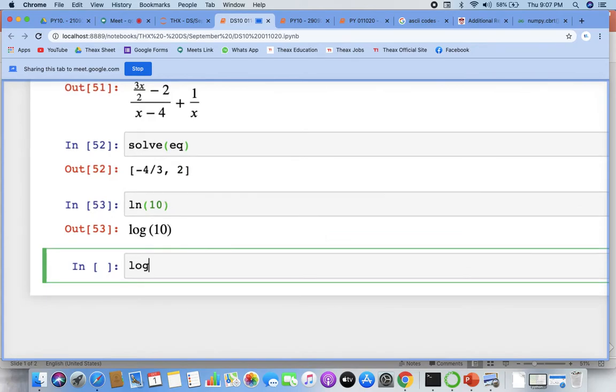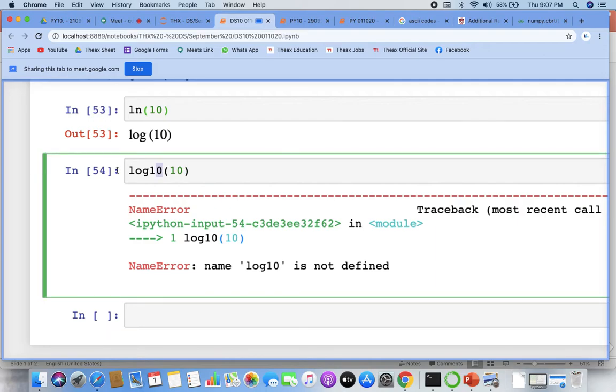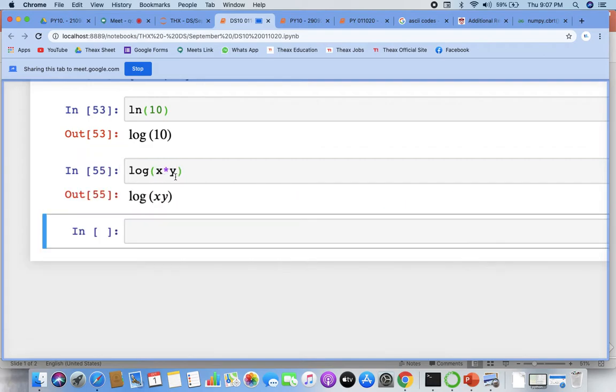So there is log 10 of 10. Okay, fine. We use these things, right? But in log cases, we cannot work with all these normal symbols. Like we cannot write log of x y, something like this, right? So what is the formula of log xy? Log x plus log y, correct.